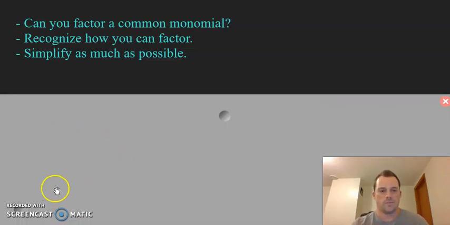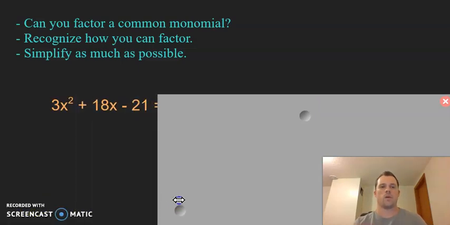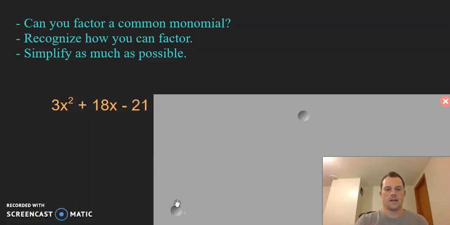Our second example, 3x squared plus 18x minus 21. When you see this, your first thought might be that it's a trinomial with a greater than 1 for us to factor, and that's a little bit more work than most of our examples for factoring. But if we look a little closer, we notice that each term is a multiple of 3, so we can factor a 3 out front.